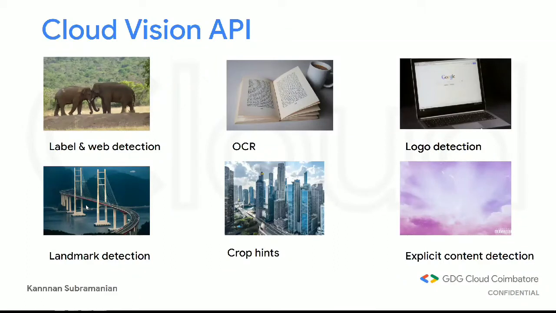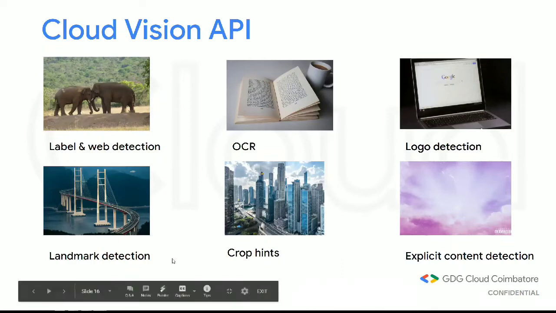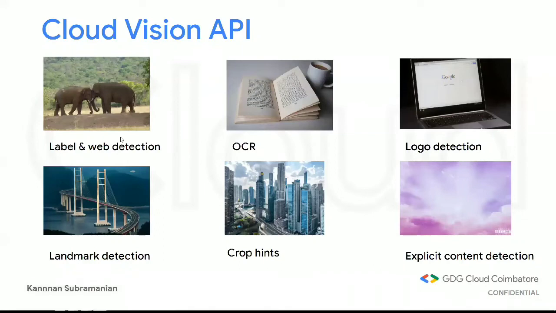The Cloud Vision API provides label detection as a main feature, and web detection, OCR, logo detection, landmarks, crop hints, and explicit content detection. There are a lot of things it does. In this case, web detection goes one step further: it searches from the web.